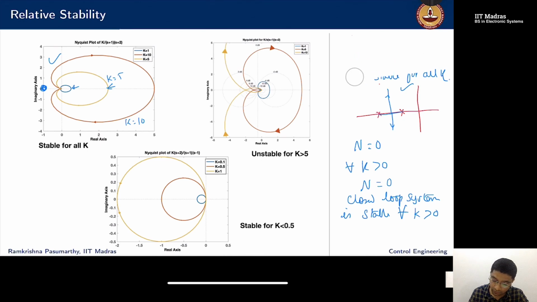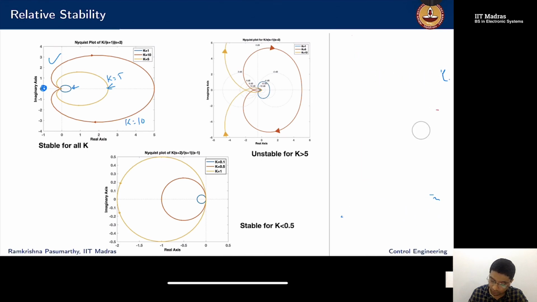Okay, let's go to the second plot. Of course, we have discussed this also a little in the past. So I have G of s equal to k over (s plus 1)(s plus 2).